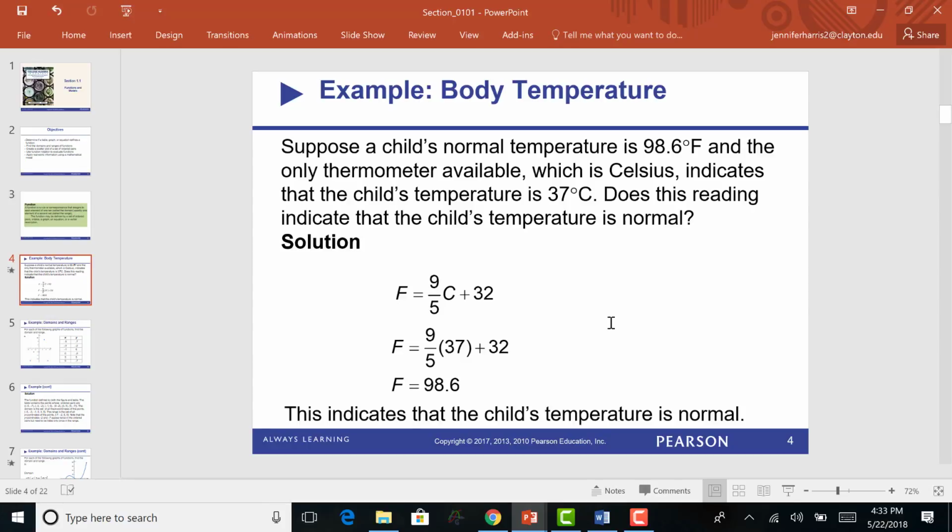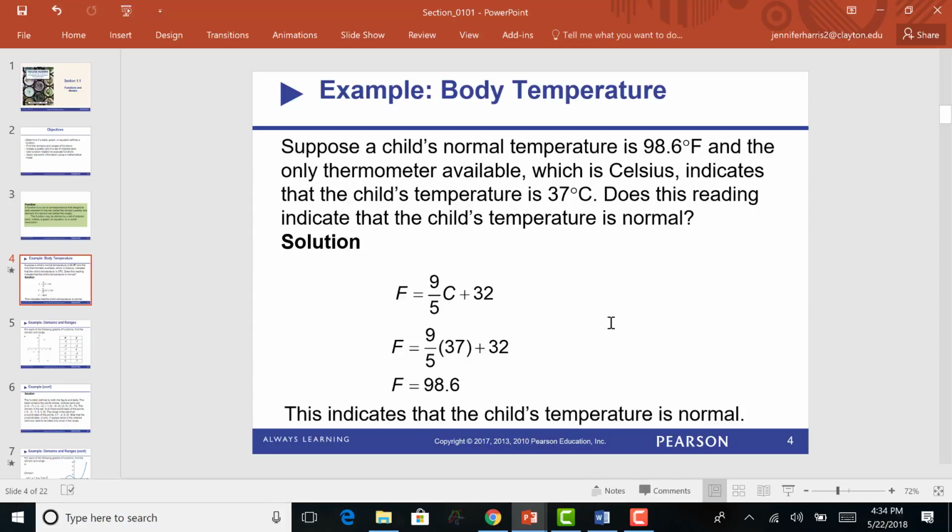So in this particular problem, it says suppose the child's normal temperature is 98.6 Fahrenheit, and the only thermometer in the house is a Celsius thermometer. It says that your child's temperature is 37 degrees. Exactly. So does this reading indicate that the child's temperature is normal? Well, if you didn't know, you were like, well, I don't know if the thermometer says it's 37 degrees. So there's a formula, and this is the actual formula for converting from Celsius to Fahrenheit. So if you've checked the thermometer and it says 37 degrees, you can convert it so that you'll know what the actual Fahrenheit temperature is.